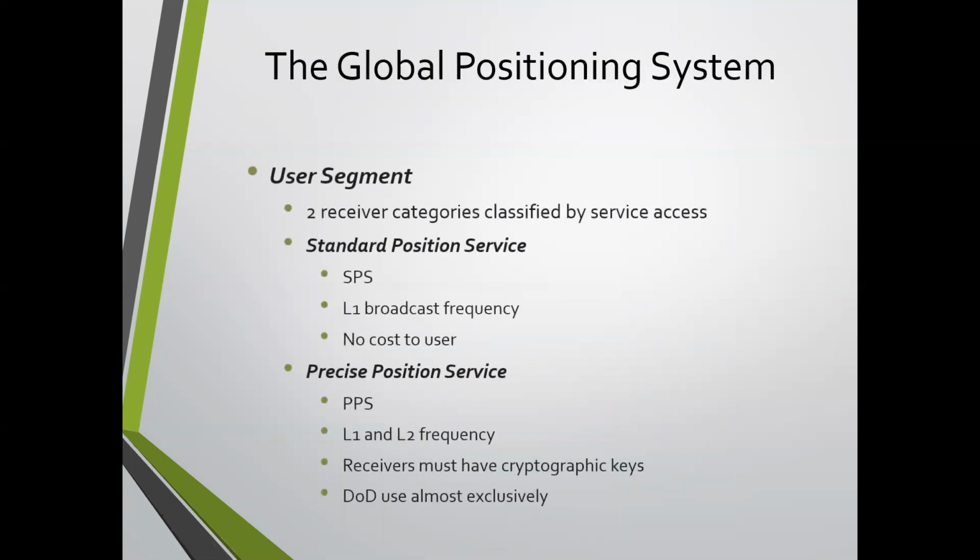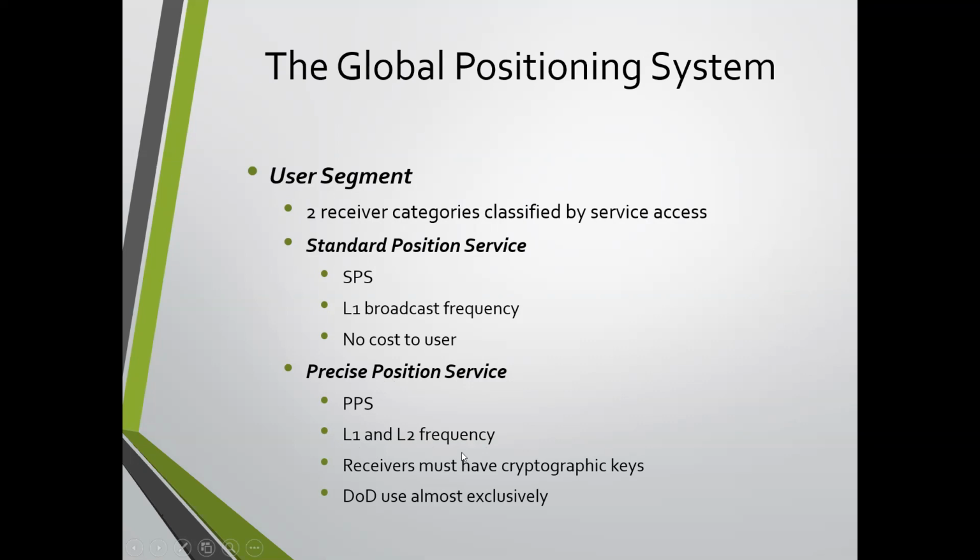Okay, so the user segment is the civil users. Well, it could be other than civil. You have military, obviously, because that was what this essentially was set up for. But anybody that's a user of it actively is called the user segment. And there's primarily two receiver classifications, what they call the standard positioning service, or the SPS. It broadcasts on what's called the L1 broadcast frequency, and there's no cost to the user. The PPS, or the precise positioning service, has what's called an L1 and an L2 frequency.